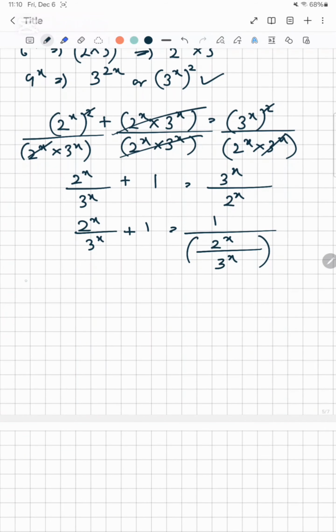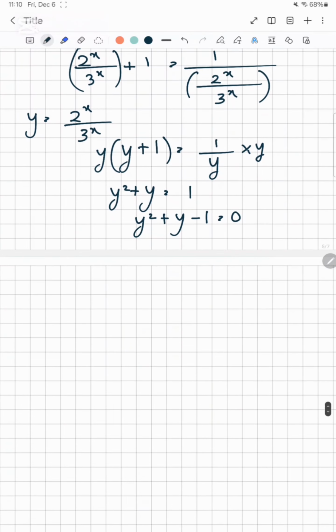Now I'm going to multiply every term by y to cancel out this one. So both sides are multiplied by y. So I get y squared plus y equals 1. So y squared plus y minus 1 equals 0. Now we have a quadratic equation.